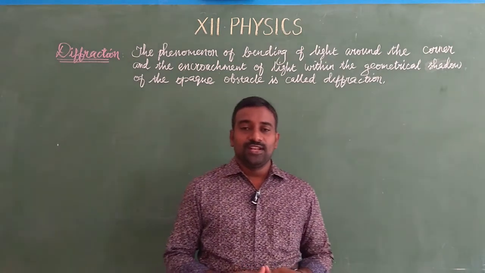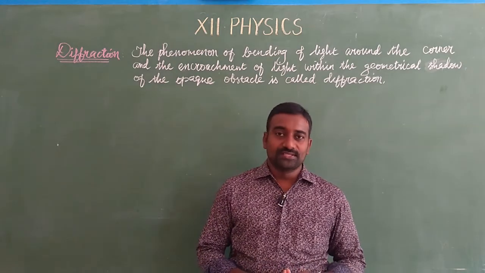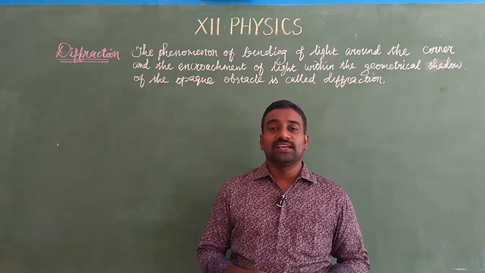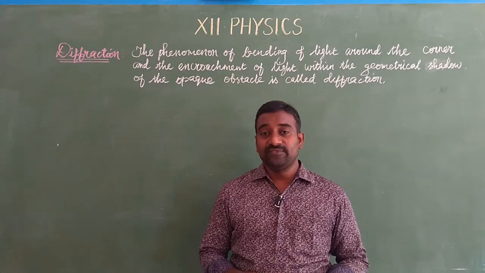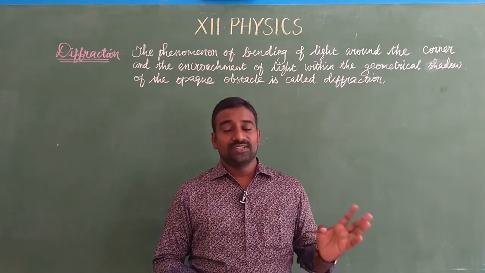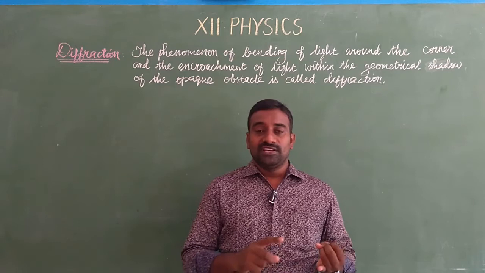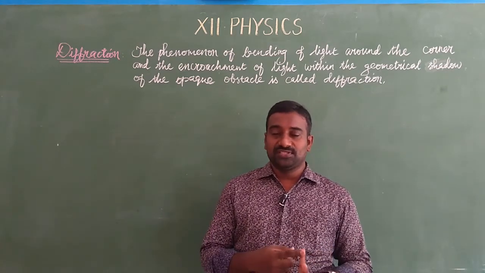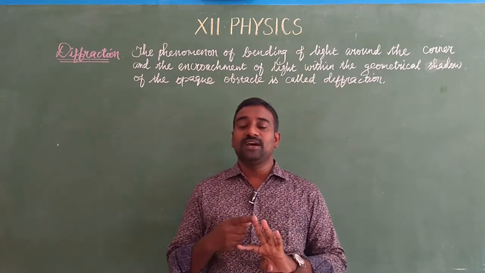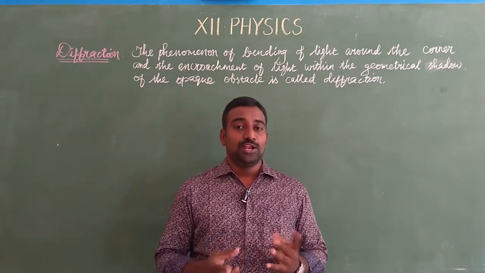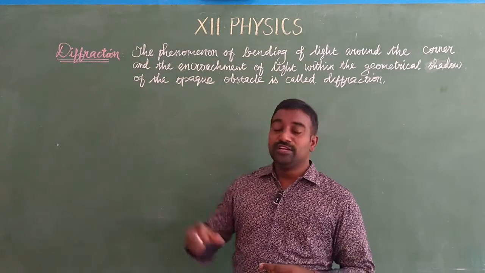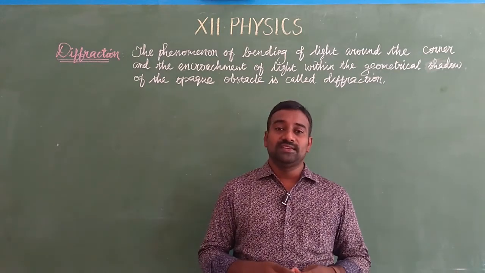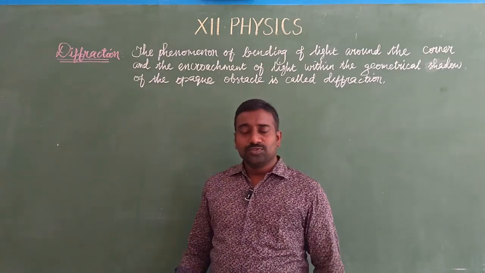Okay, so till last class from the lesson wave optics, we had discussed up to Young's double slit experiment, that is the phenomenon of interference, because light has various phenomena: reflection, refraction, interference, and diffraction. So till last class we have studied up to the third phenomenon of light. Now we are going to learn the new phenomenon of light, that is diffraction. Okay, so what is diffraction?